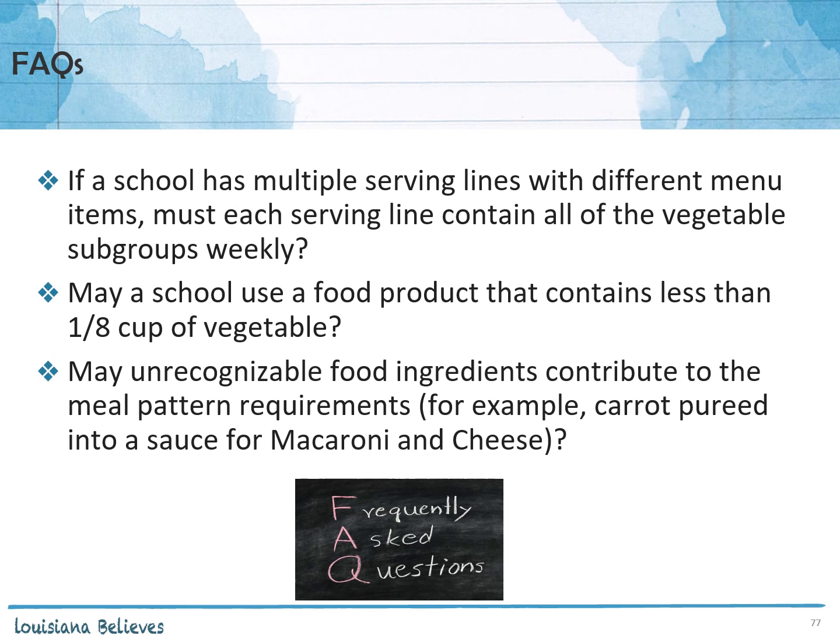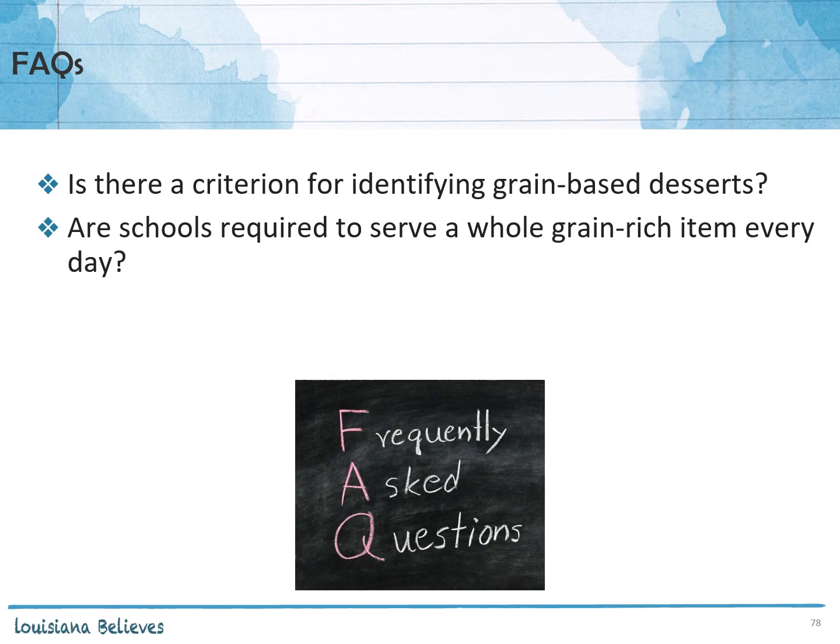May unrecognizable food ingredients contribute to the meal pattern requirements? For example, carrot puree in a macaroni and cheese? Yes, pureed foods such as fruits or vegetables may contribute to meal pattern requirements as long as an eighth cup of fruit or vegetable is recognizable.